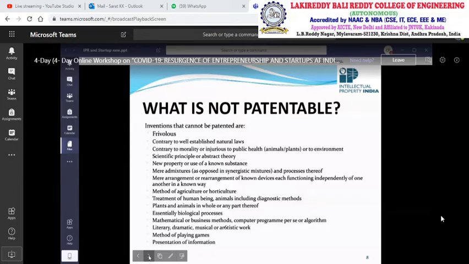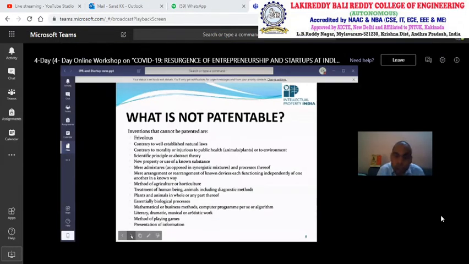Now come to this computer program per se or algorithm. Recently, the Delhi High Court in its verdict said that a computer program which is used for improvement of a device is patentable, but only a computer program itself is not patentable.